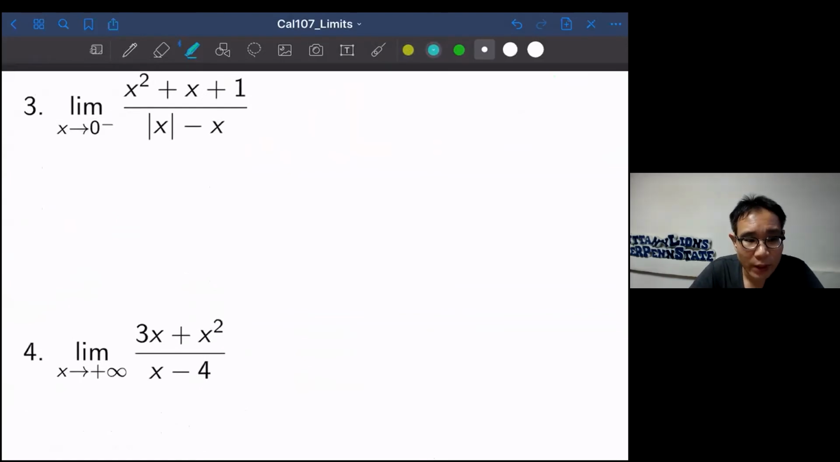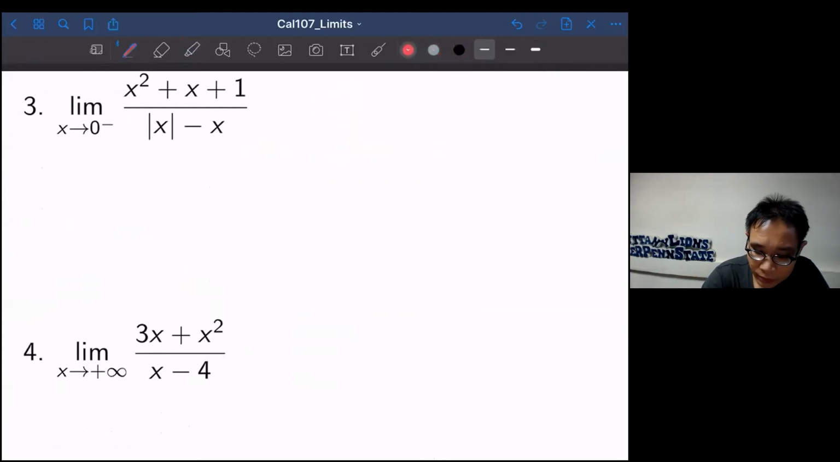The next one, you have limit as x goes to 0 from the left of x squared plus x plus 1 over absolute value of x minus x. Okay, so for this one, you're going to find the limit of the reciprocal. Let's put x equal to 0 first. When you put x equal to 0, it's going to be 1 over 0. Okay, so this is the candidate for infinite limit. So you're going to find the limit of the reciprocal.